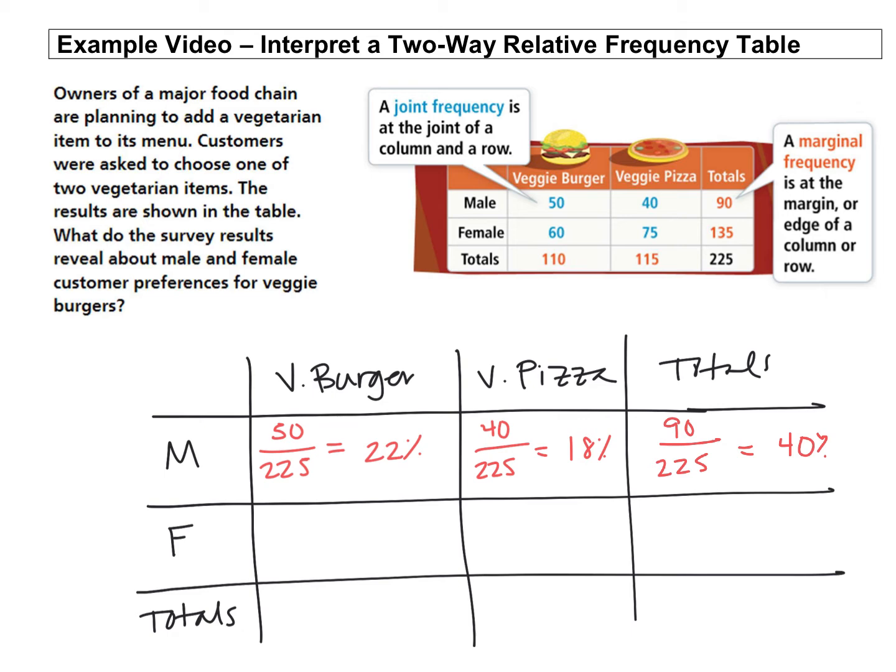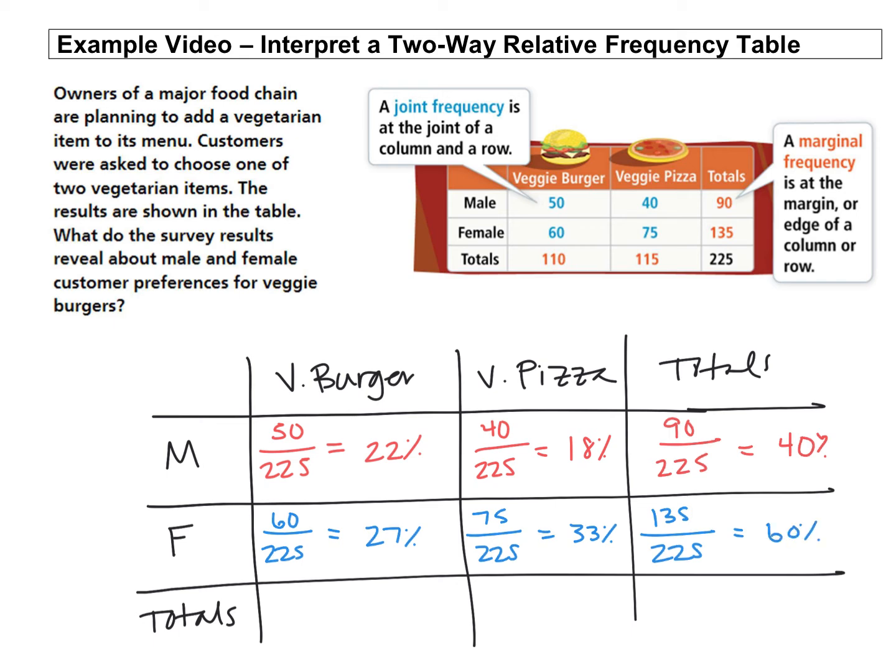Okay, so let's do our relative frequencies for the females. Females that chose veggie burgers, we had 60 out of 225. We divide that, we get 27%. We had 75 out of 225, which gave us about 33%. And then 60 plus 75, we had 135 out of 225, which gave us 60%.